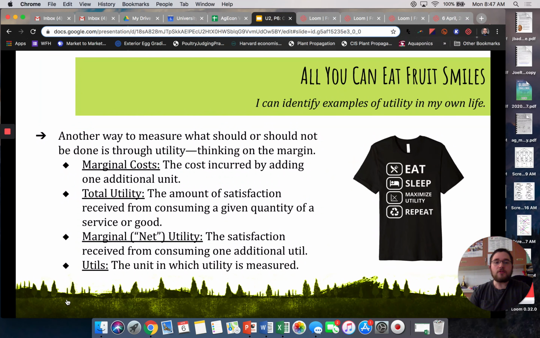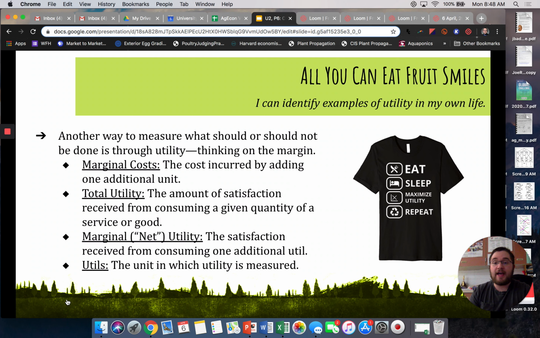All right, so now we're looking ahead at cost-benefit analysis and marginal utility. This is a big, important topic that is relevant for all of us. When we choose to make a decision, it's important to think at the margin, like we talked about toward the end of Unit 1, thinking about what it would be like if I consumed or did one more of this, right? So another way to measure what we should or should not do is through utility. And utility is basically the satisfaction that we get from doing an action or getting a good or service provided to us. So marginal costs are the costs incurred by adding one additional unit. We know that. We reviewed that in Unit 1.